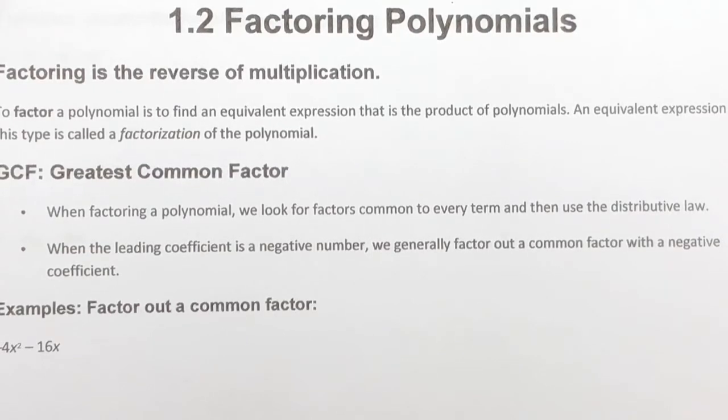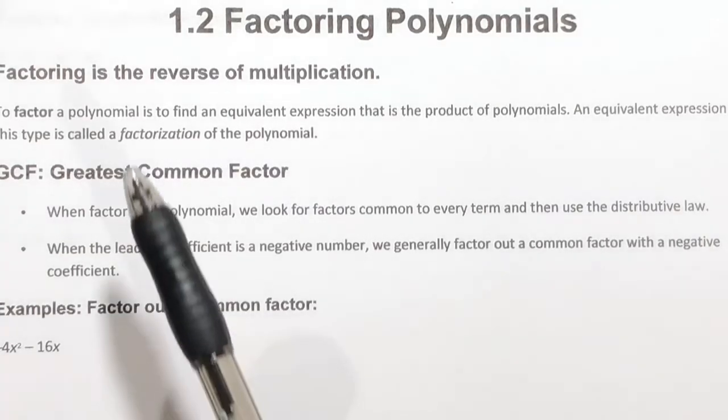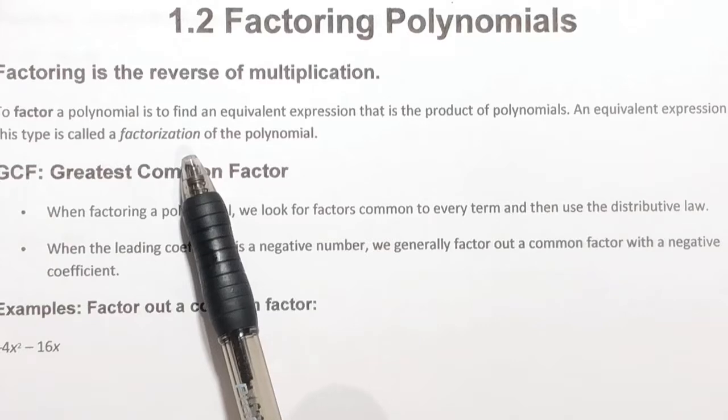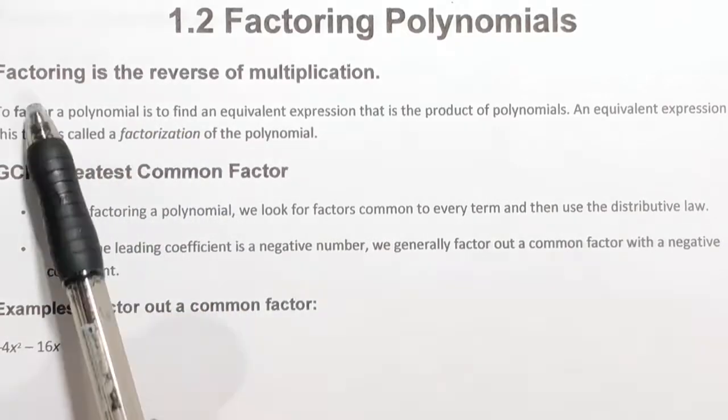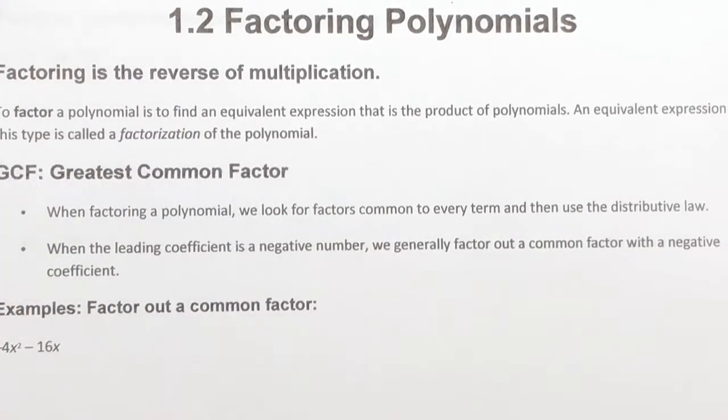So factoring is the reverse of multiplication. When you factor a polynomial to find its equivalent expression, it's going to be a product of two smaller polynomials. An equivalent of that is called a factorization. So you'll see that terminology as well as saying find the factor or find the factorization.